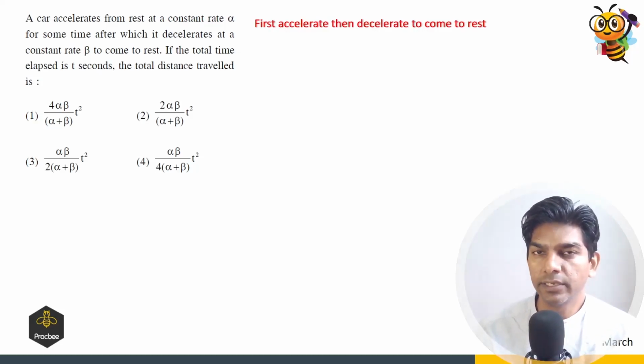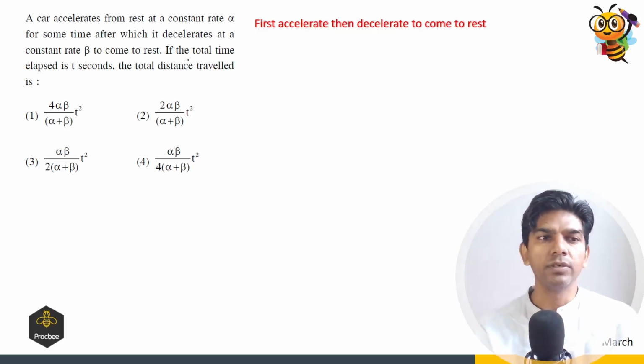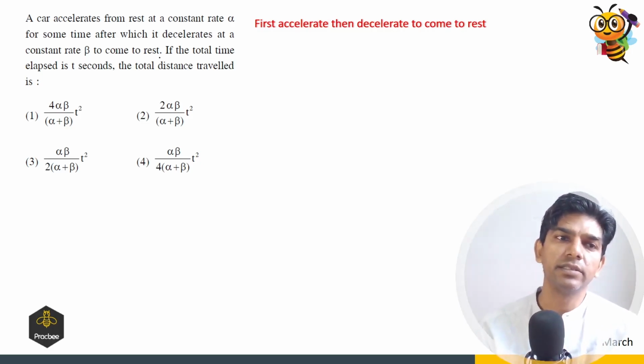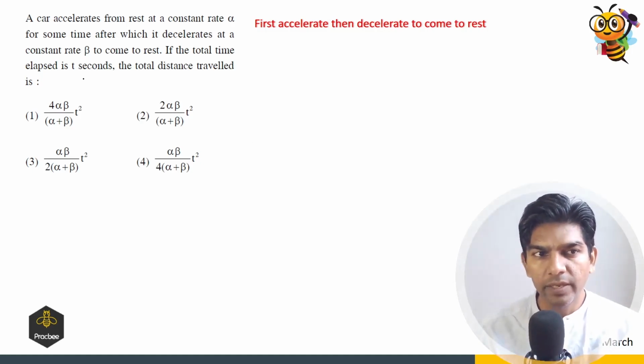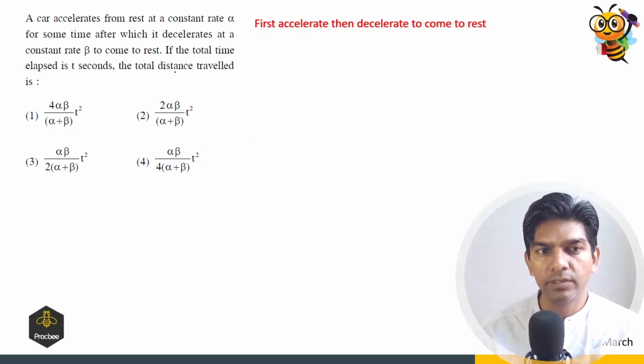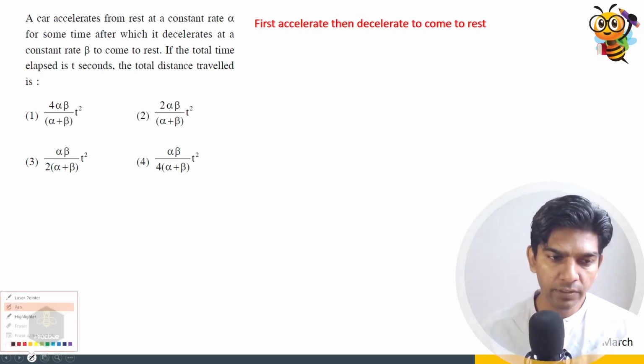Now let us see the next problem type where the particle first accelerates and then decelerates to come to rest. A car accelerates from rest at a constant rate alpha for some time, after which it decelerates at a constant rate beta to come to rest. If the total time elapsed is t seconds, the total distance traveled is. So we have to find the total distance.